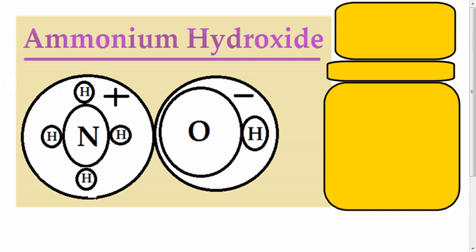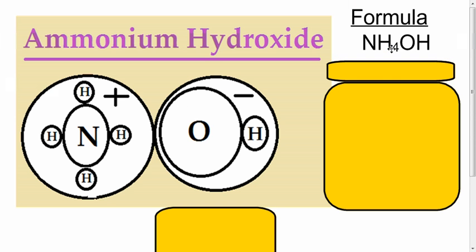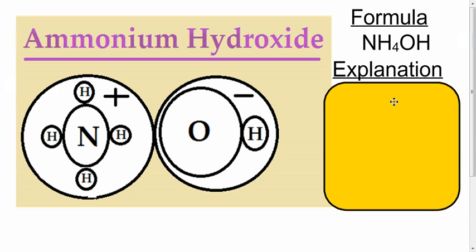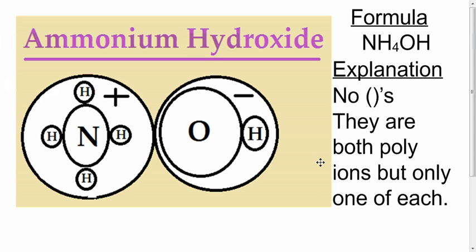Now, in this example, ammonium hydroxide, this NH4+ is one polyatomic ion, and the OH is hydroxide, that's another polyatomic ion. The formula, though, would not need parentheses, because even though they're both polyatomic ions, there's only one of each, so you don't need parentheses. So it's just going to be NH4OH.